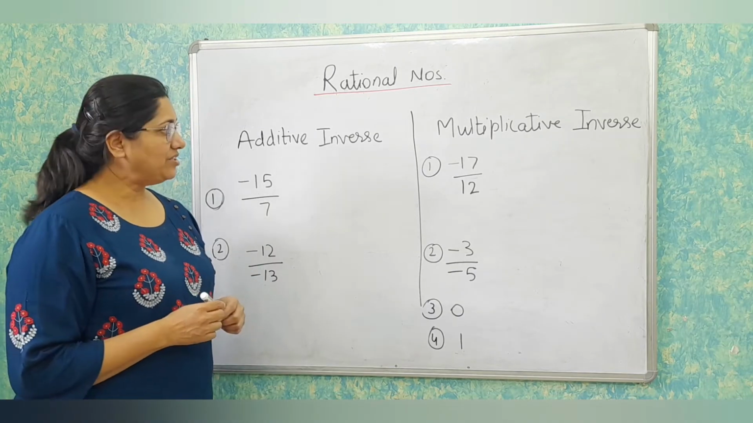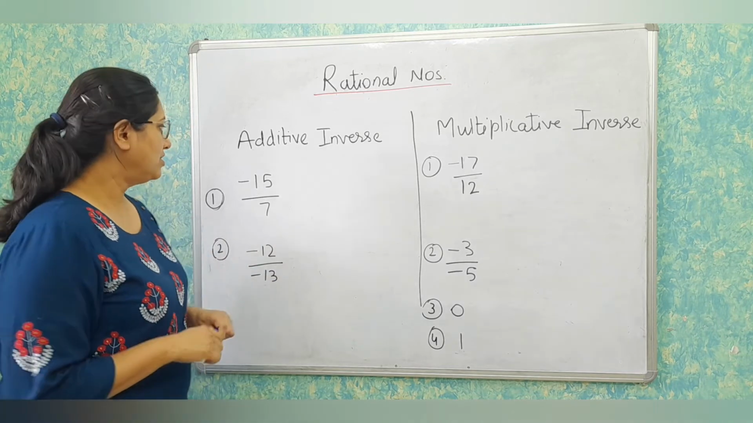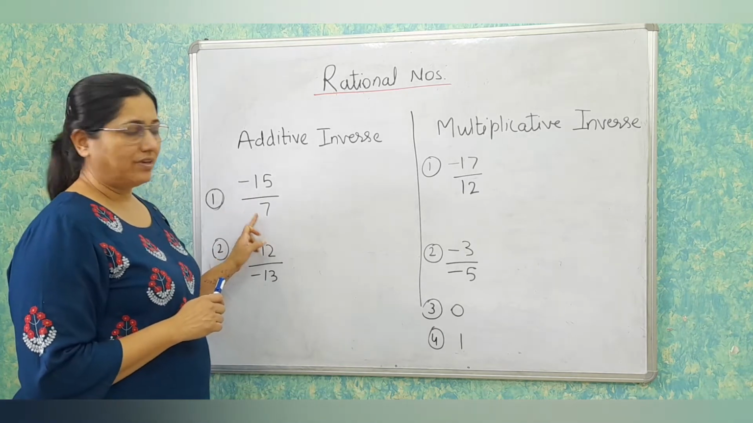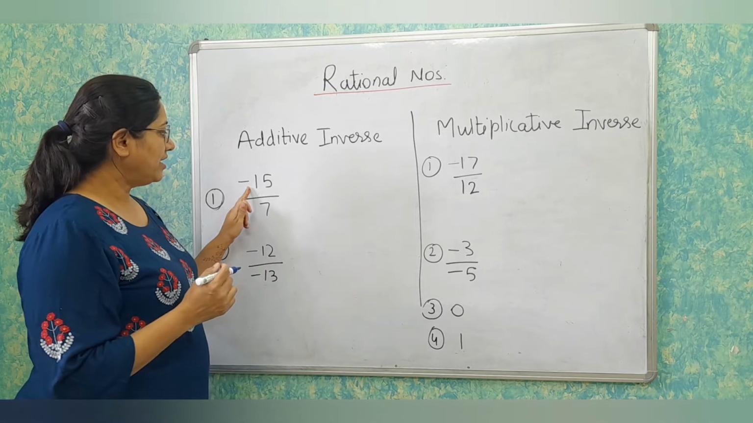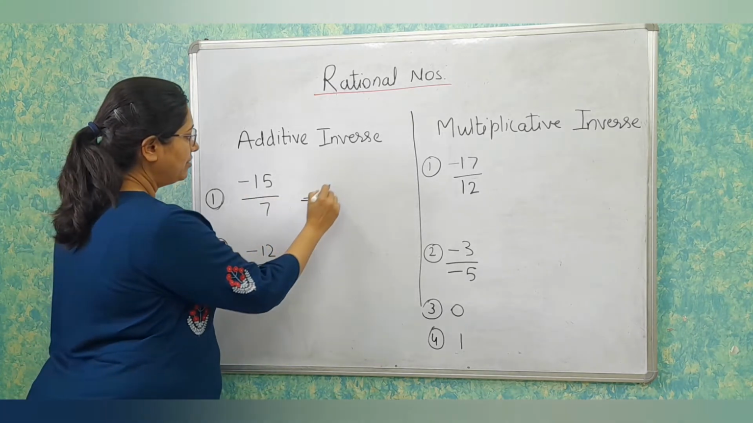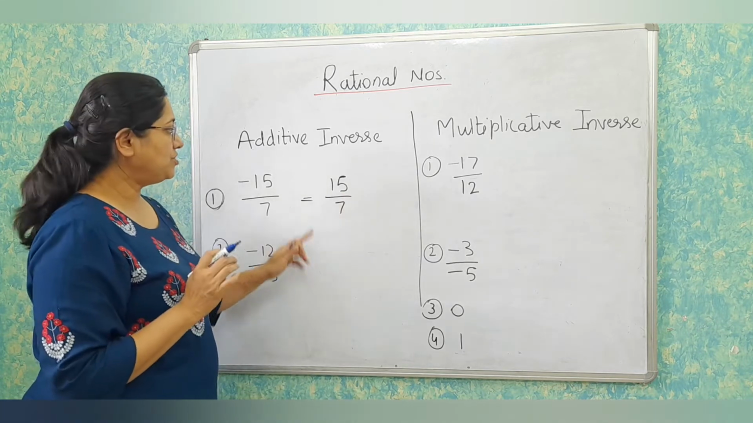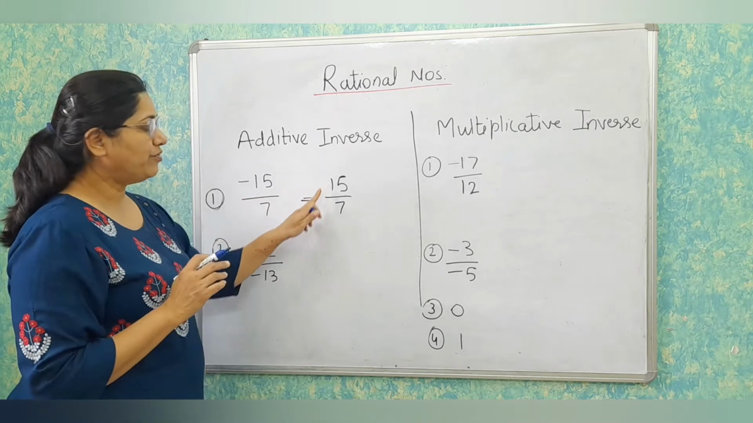But right now I am teaching you simultaneously so that you won't have any confusion. Start with our first question, minus 15 upon 7. Whenever you have to find out additive inverse, just write it as it is. First I will write 15 upon 7. I don't have to change the position of numerator and denominator both. 15 upon 7.